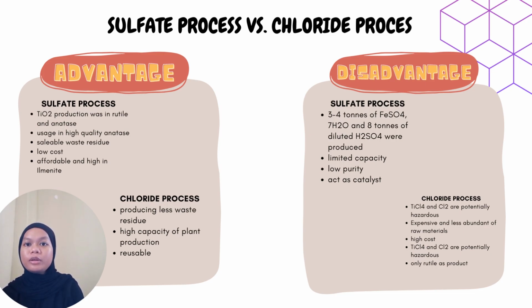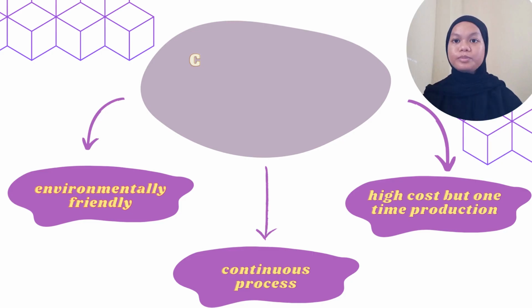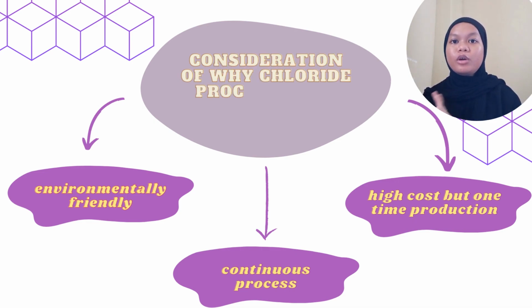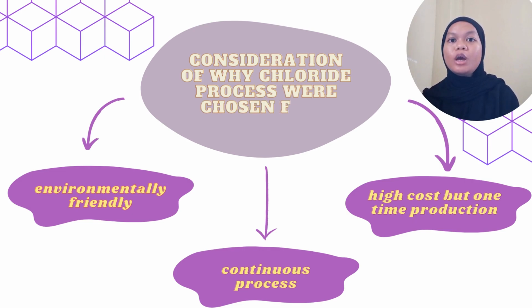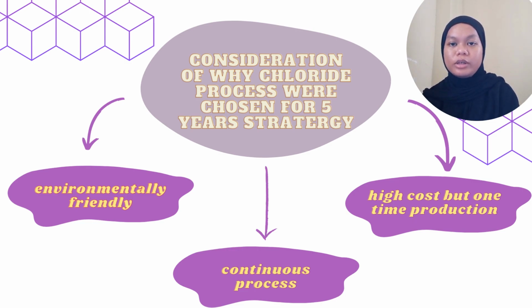Next, the raw material of the chloride process costs a lot and it is less abundant. Lastly, its running cost is higher and it produces only rutile. By looking at the pros and cons of each process, I am choosing the chloride process as a strategy to produce titanium dioxide. These are all the criteria that have been taken into consideration.